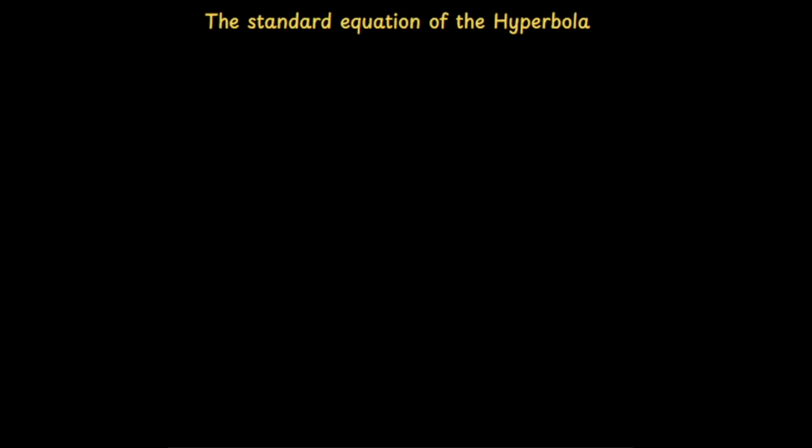In this video, we will be looking at the standard equation for the hyperbola in grade 11. We know that the natural hyperbola has the equation y is equal to 1 over x. The properties of this hyperbola are that it has a vertical asymptote along the y-axis and a horizontal asymptote along the x-axis. This hyperbola lies in the first and the third quadrant.